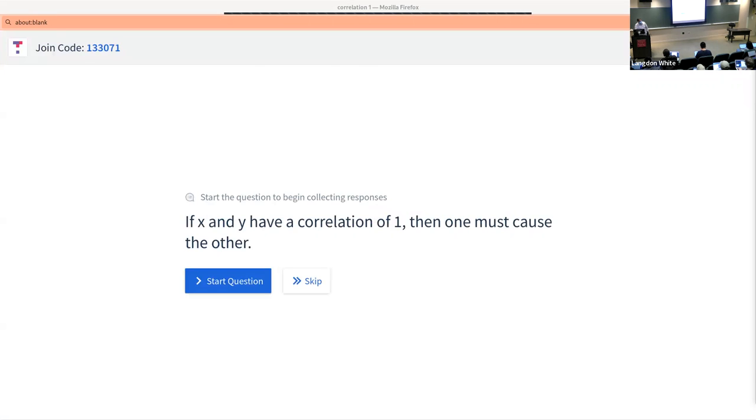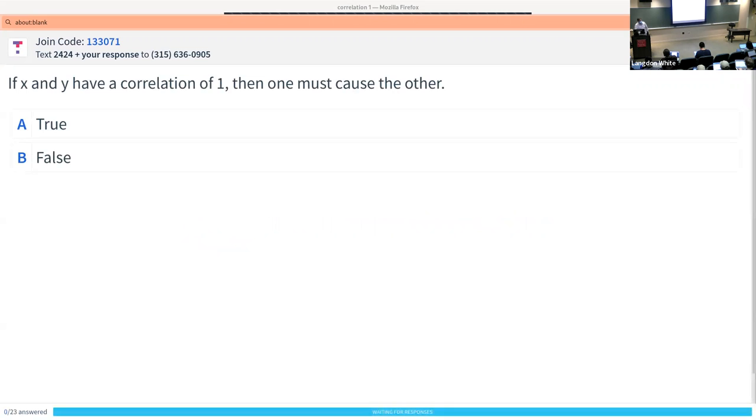All right. If X and Y have a correlation of one, then one must cause the other. Is that true or false?